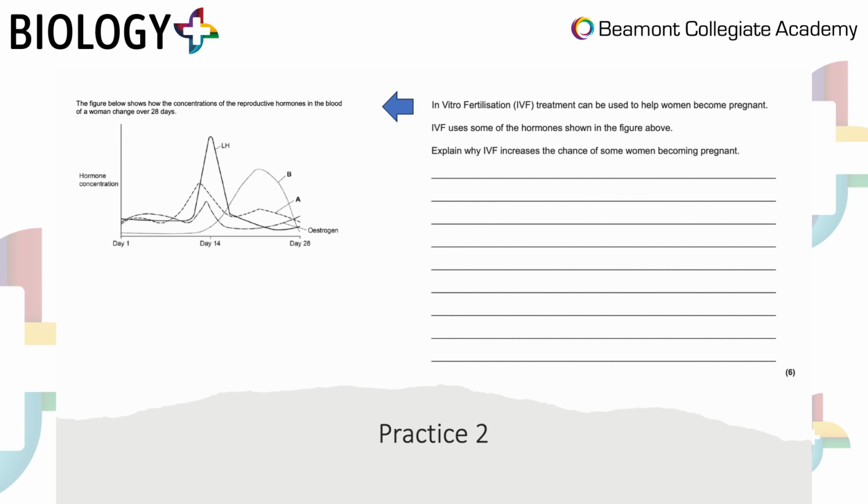Practice 2. In vitro fertilisation, IVF treatment, can be used to help women become pregnant. IVF uses some of the hormones shown in the figure above. This figure is to the side. Explain why IVF increases the chance of some women becoming pregnant. So we've got to use the graph, and then because it's an explain question, we've got to say why. Okay, so these hormones are used because. Pause the video and have a go.